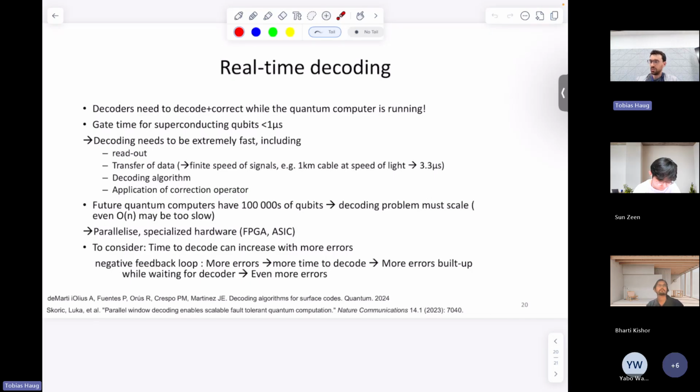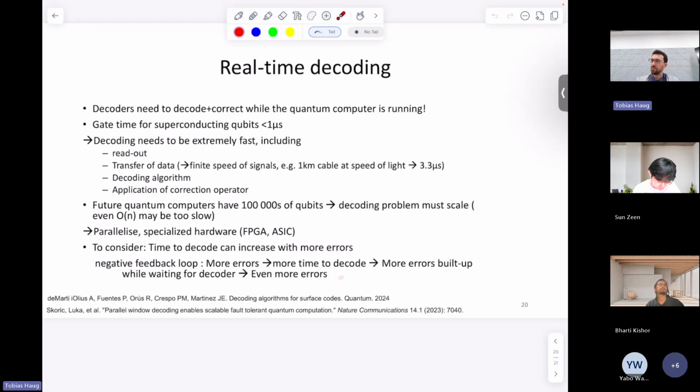This could lead to a funny feedback loop. Let's say the number of errors increases, then the time you need to decode also increases. Because you need more time to decode, you need more time to apply the correction operation. While your quantum computer is waiting for the decoder's answer, more errors have built up, just by waiting. Since you waited, more errors have happened, meaning the decoding gets even slower. For these kinds of decoders, where the decoding time increases with the number of errors, you can be in trouble.